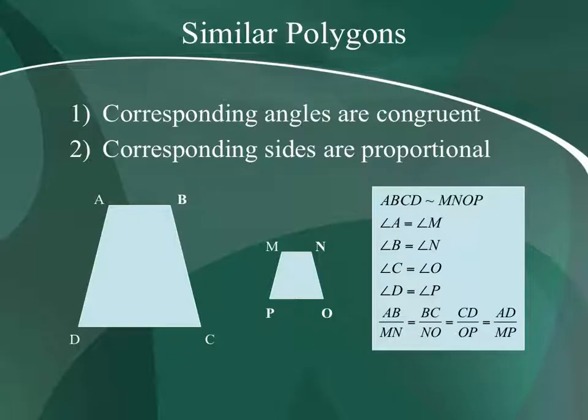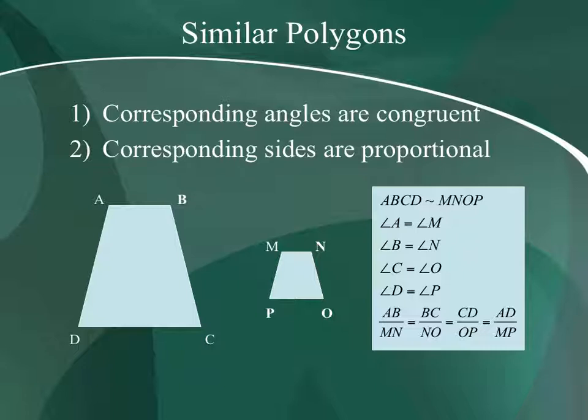So what we need in order to prove or show that these two polygons are similar, we have to show that all corresponding angles are congruent and all corresponding sides are proportional. Okay, the sides are not going to be congruent, only the angles. So the sides will form proportions.